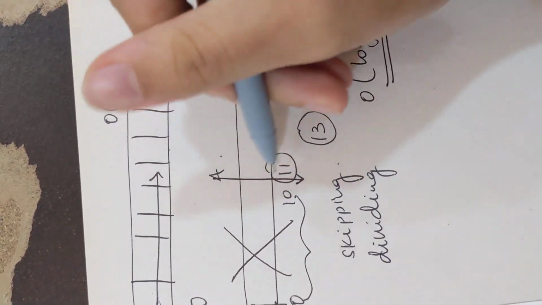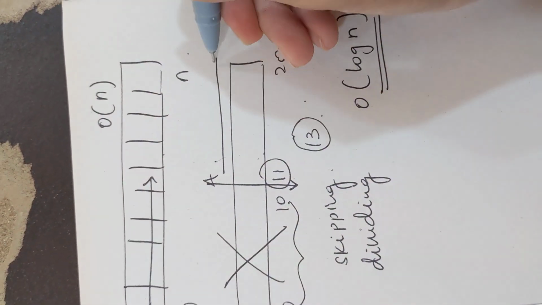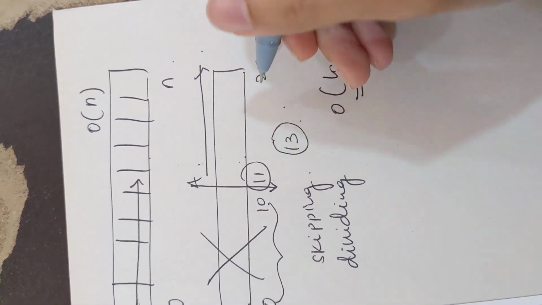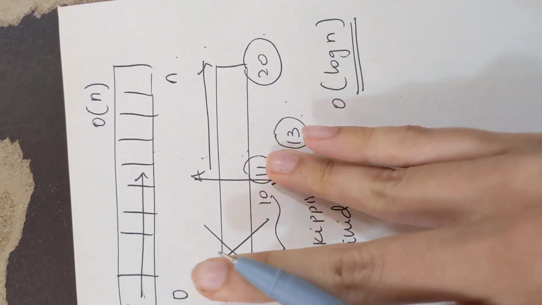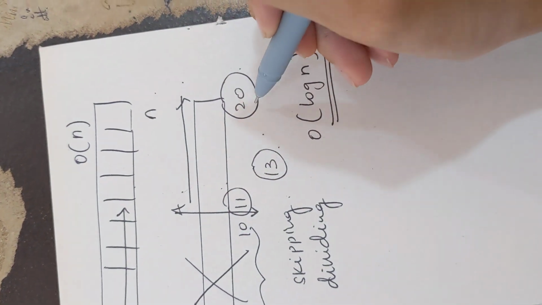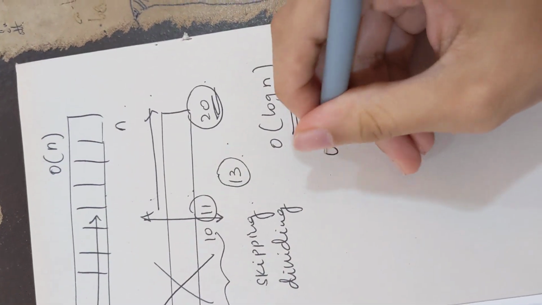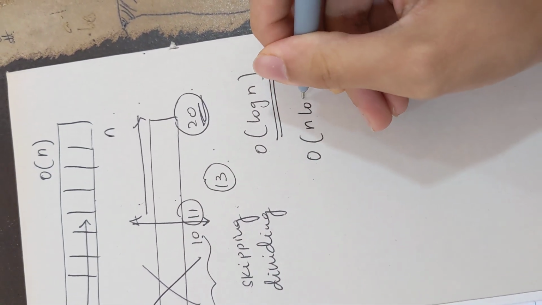And another thing, for example the best case is O of log n, if after dividing I get the element somewhere here only. But even after dividing, if I'm going through the entire length, for example I'm searching for 20, so I have divided from 11 to 20 and I'm going one by one, and the last element is 20, so the worst case becomes O of n log n.